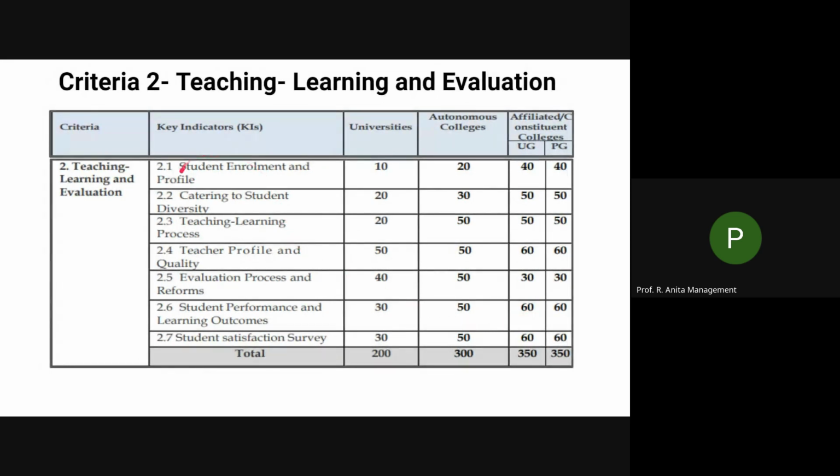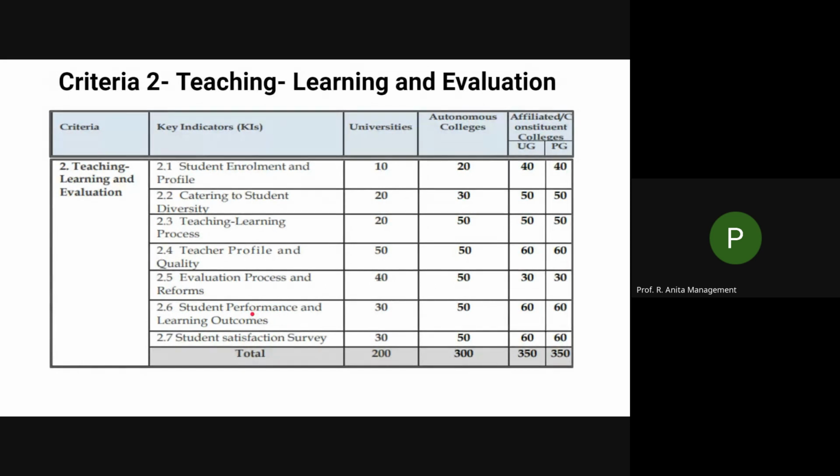Now, if you see these key indicators, you can find a system: input, process and output. Input is the student enrollment coming from various backgrounds, and the teacher profile and quality is also an input. Then this input goes through your process, that is your teaching-learning process and your evaluation process, and you try to get the desired outcome.